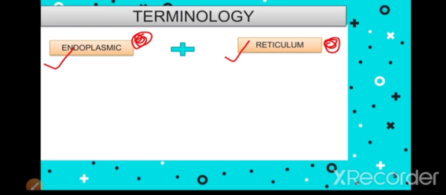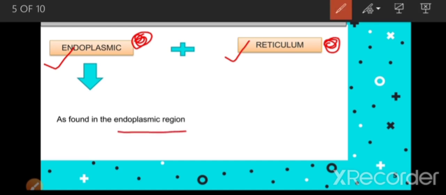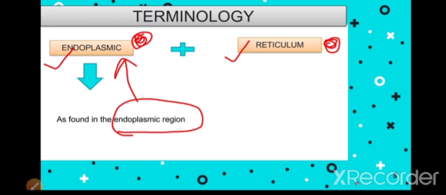If we are talking about the word endoplasmic, it was given due to its location. When Potter observed it in the field of the microscope, he found it present in the cytoplasm, but exactly in the cytoplasm it is found in the endoplasmic region of the cell. Where exactly is it found? As it is found in the endoplasmic region of the cell, that's why it is called endoplasmic. Is it clear?